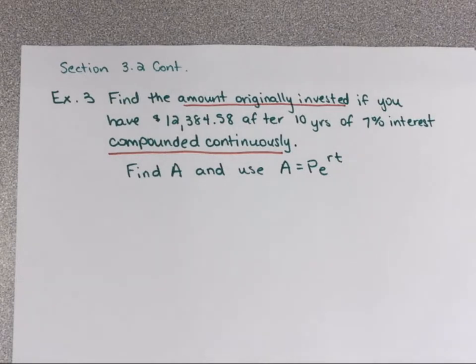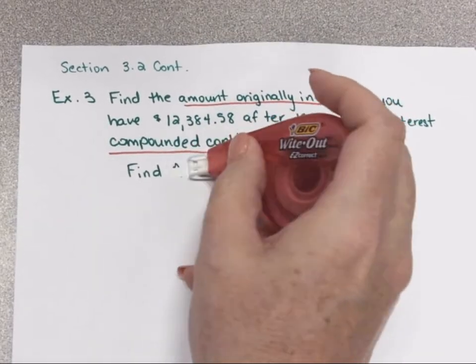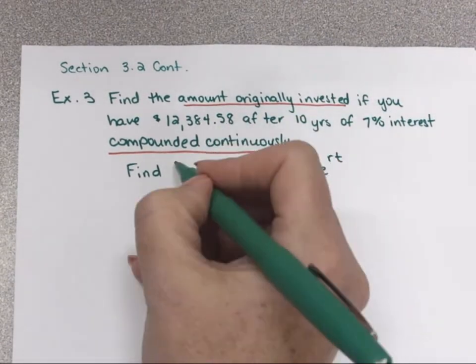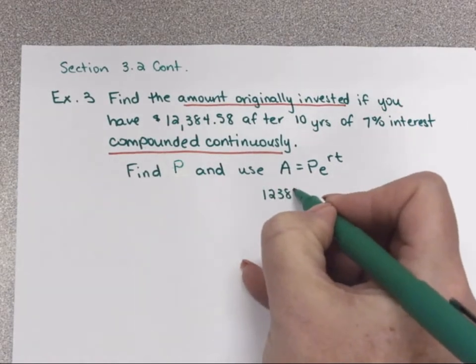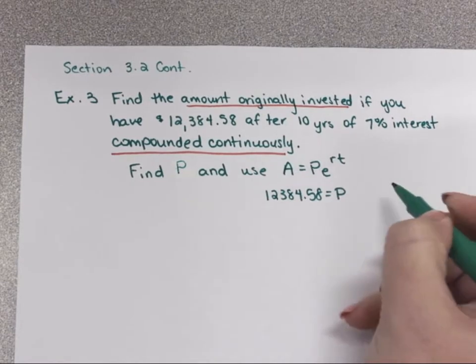$12,384.58 is not what we started with, right? It's what we ended with. So where should that go? And actually, we're not finding A. I wrote that down wrong. What are we actually finding? P. Last class, we were finding A a lot. So we're going to plug in 12,384.58 on the left side. We don't know what P is, so we're going to leave that alone.